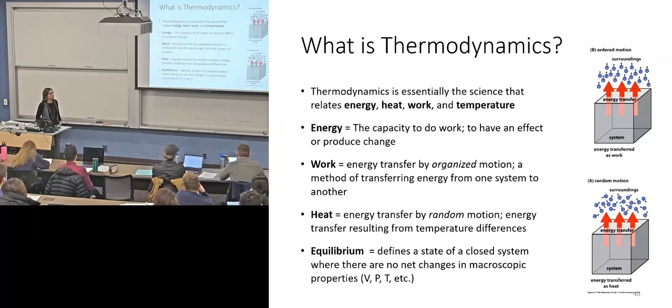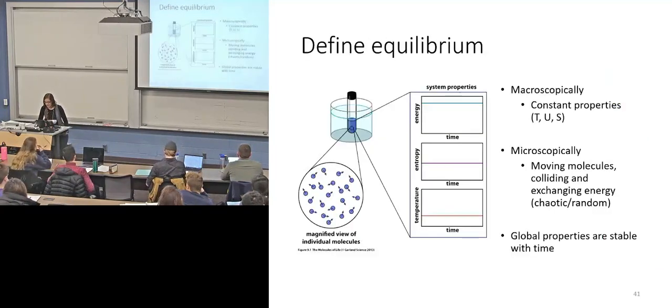So equilibrium defines the state of a closed system when there are no net changes to macroscopic properties. If I plot these macroscopic properties versus time, volume versus time, pressure versus time, temperature versus time, what do those plots look like for equilibrium? Yeah. Straight horizontal lines. So on a macroscopic scale, I have constant properties. We haven't introduced entropy yet. S is our entropy, but all of this stuff is not changing with time. Global properties are stable. And then, of course, we know at a microscopic level, things are moving and colliding and exchanging energy. There's just no net change.